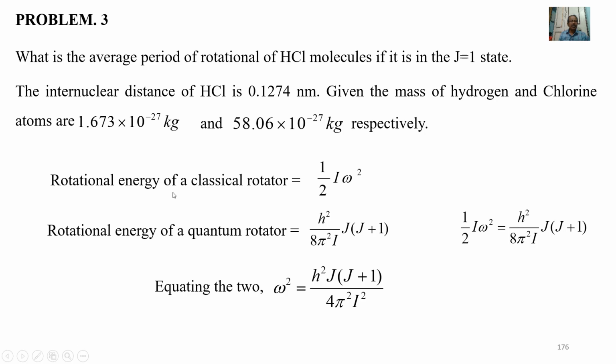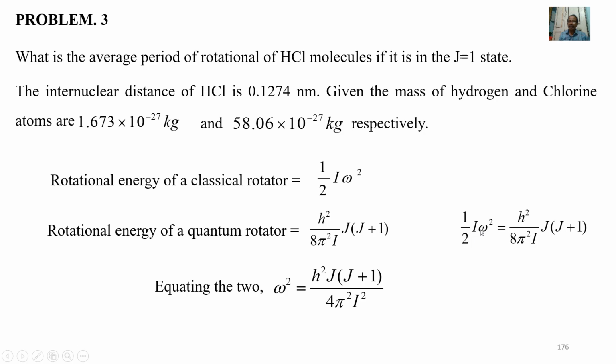Rotational energy of a classical rotor is equal to half I omega squared. Rotational energy of a quantum rotor is nothing but h squared divided by 8 pi squared I, times J into J plus 1. Equating these two will give us half I omega squared equal to h squared divided by 8 pi squared I times J into J plus 1.